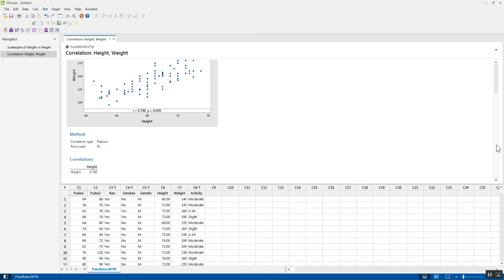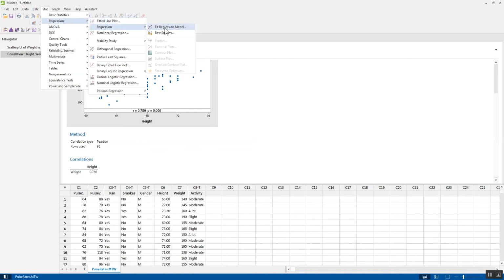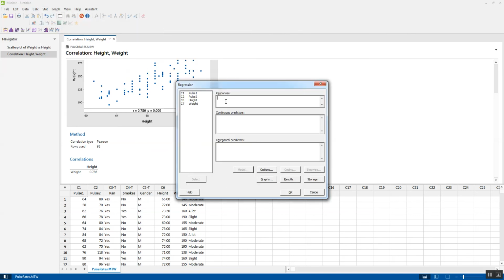And it's of a straight line. So it really does pay to then proceed with the regression analysis. So we go into the regression menu here. Fit the regression model. My response, remember, was going to be weight, because we can have a change in weight with no change in height, but we can't have a change in height without any change in weight. So that's the rationale there.